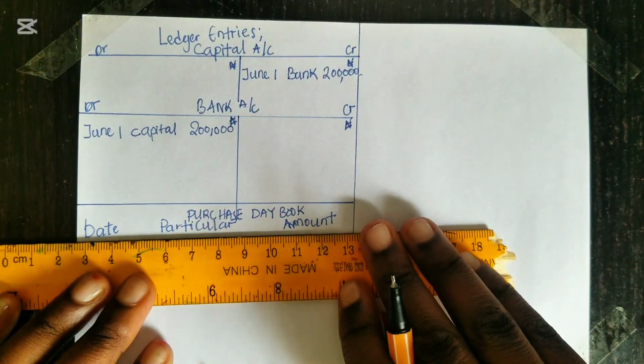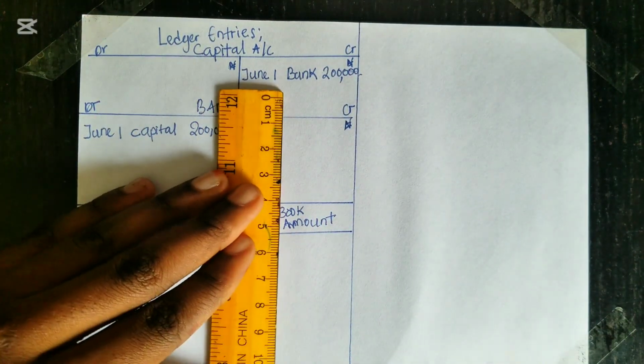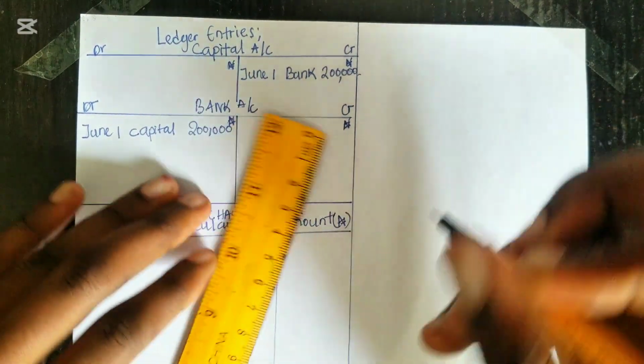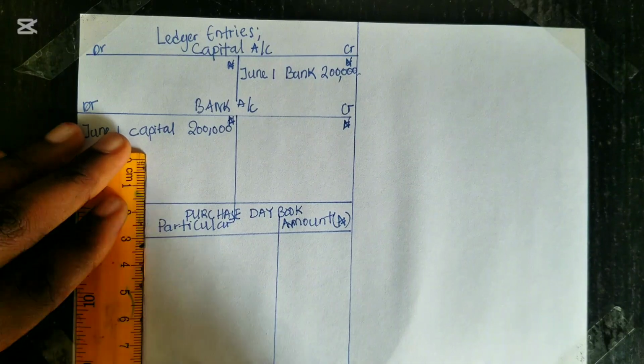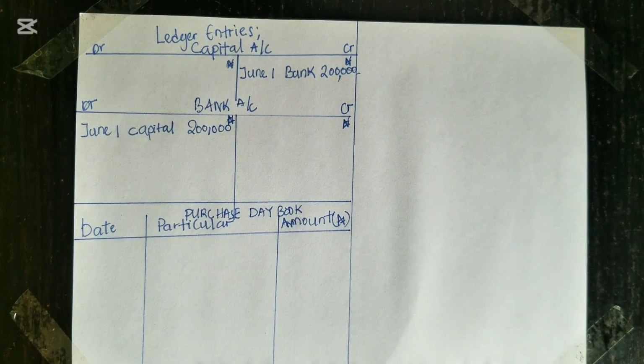So I'm going to rule like this. Our amount to do this. Don't forget your Naira sign. Then our particulars. Then our what? Dates. So these are our purchases day book. And what date is concerned?